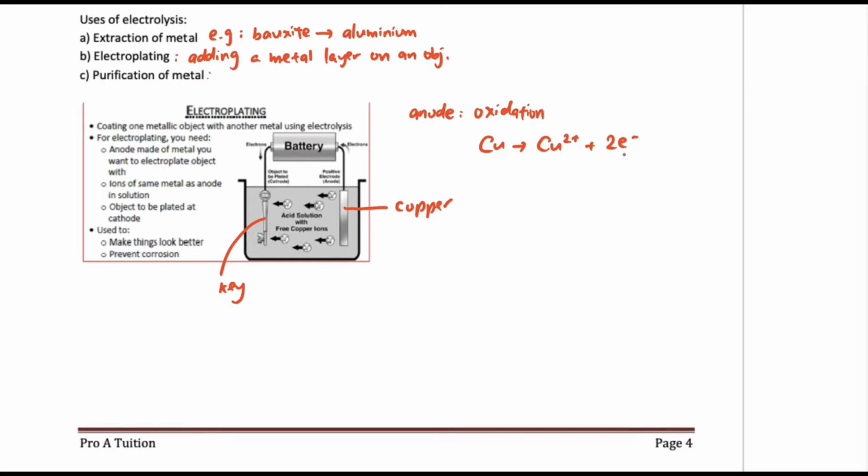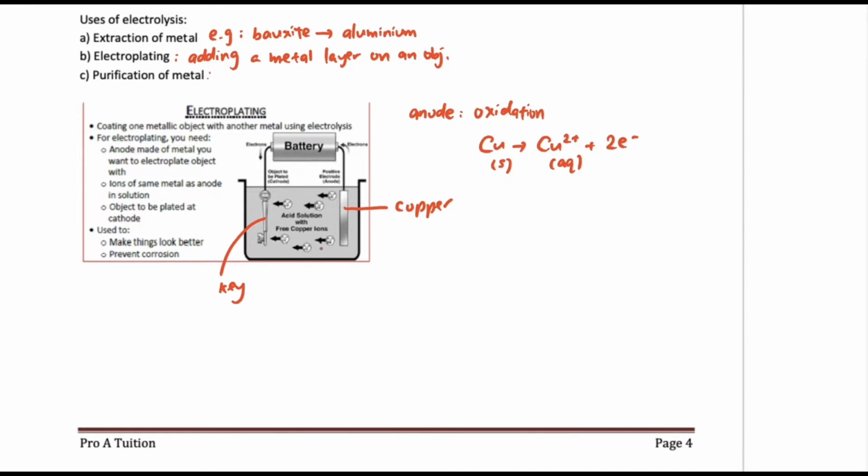From this equation, we understand that the copper solid, the copper electrode, dissolves in the aqueous solution. And after that, it moves to the cathode. And then the copper 2 plus becomes copper again and sticks on the key. So that is what happens at anode. Now, next point: ions of same metal as anode in solution.